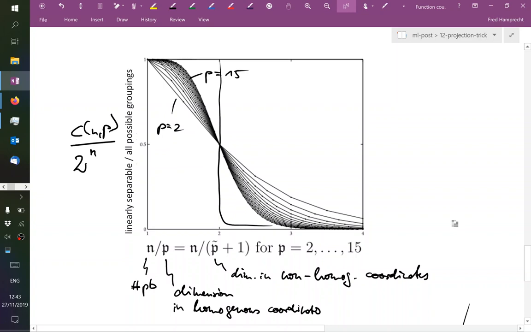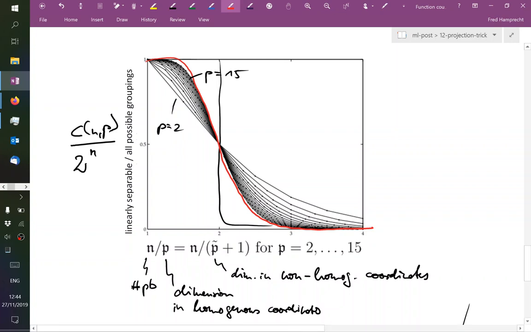And here are now various curves for different values of p. So, for example, if we look at this curve here for p equals 15, 15 dimensional space, what we can see here is, if I'm given, for example, 30 points. So here, at this point, where you see I have a 2 on my axis, I have 30 points. If I have 30 points, I have 2 to the power of 30 possible dichotomies.